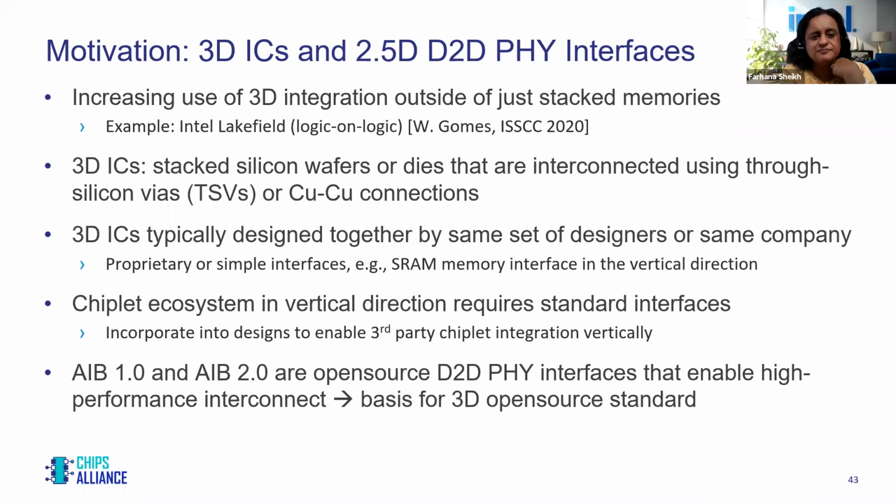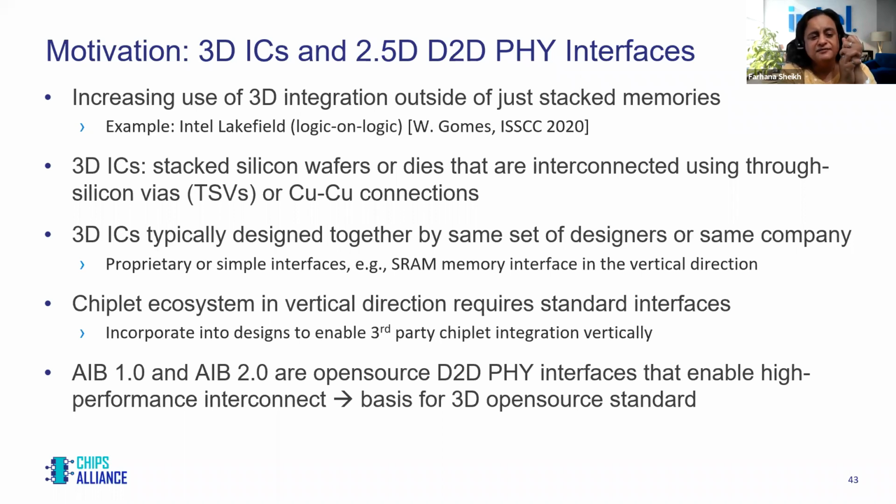So what are 3D ICs? They're stacked silicon wafers or dies that are interconnected using through silicon vias, or TSVs, or copper-to-copper connections. They're typically designed together by the same set of designers at a company and treated as a monolithic die. People design both dies together because they have to interface nicely with each other and respect alignment and everything. So people typically use proprietary or simple interfaces and don't really go outside to do third-party chiplet integration.